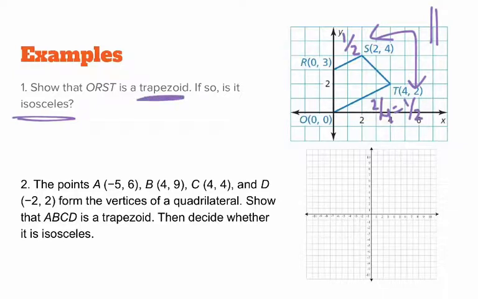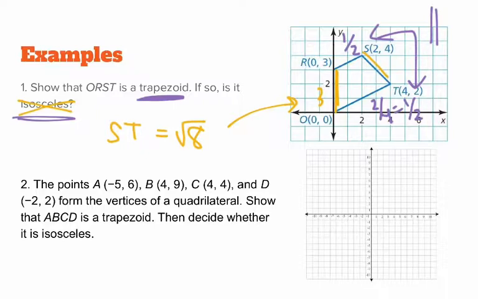Now, is it isosceles? Well, RO, that's an easy one, right? Just 3 units long. But what about ST? What is the length of ST? How are we going to figure that out? Did you guess it? Distance formula. So if we take a look at it, the length of ST would be the square root of 8. Well, the square root of 8 is definitely not 3. I'm not even going to get my calculator out. It's 2 point something. So this is shorter. So no, it is not isosceles. It's just a plain old trapezoid.